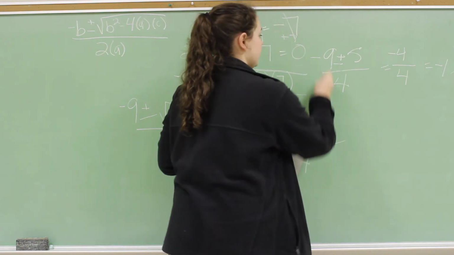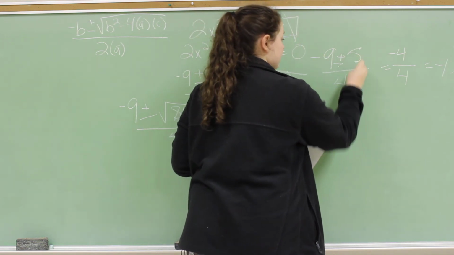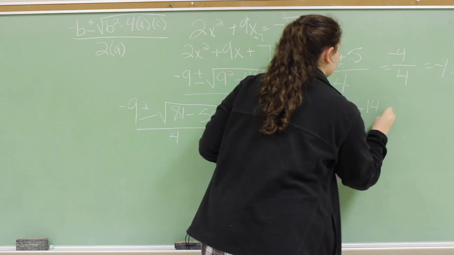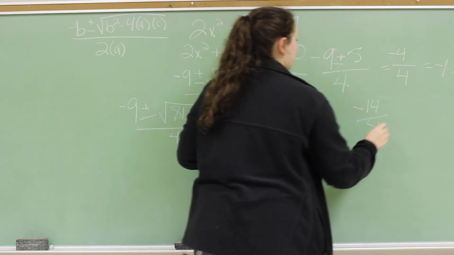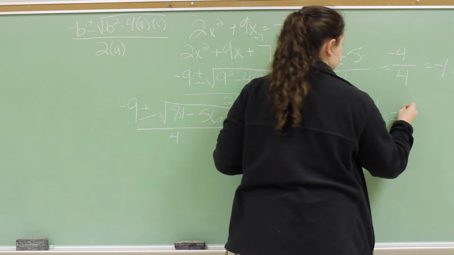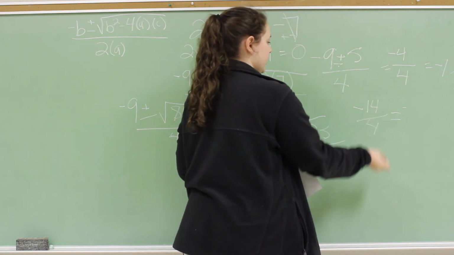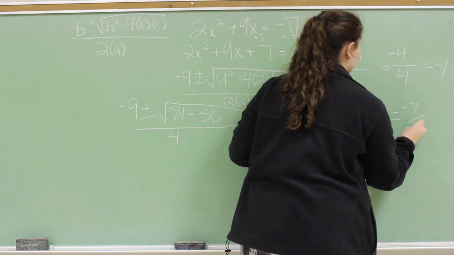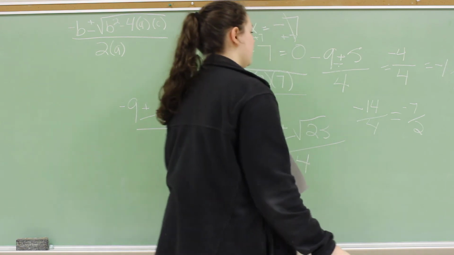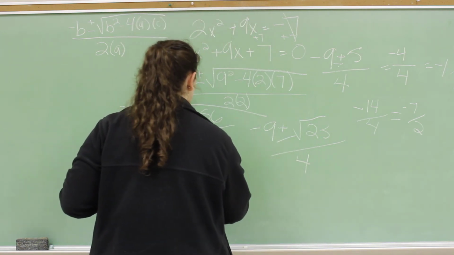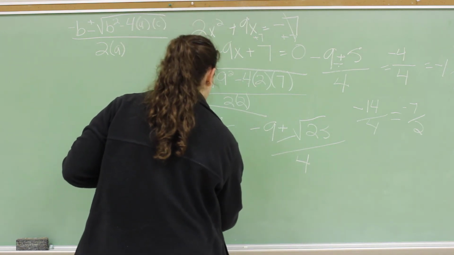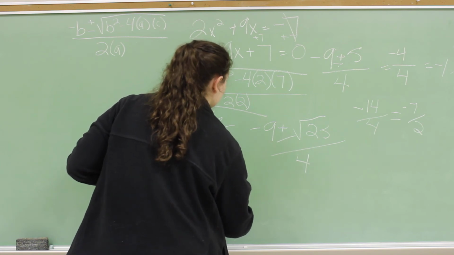And then you have negative 9 minus 5, which is negative 14 over 4. And that equals, dividing both of them by 2, negative 7 over 2. So your answers are negative 7 over 2, comma, negative 1.